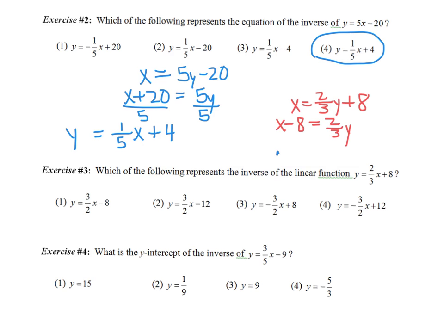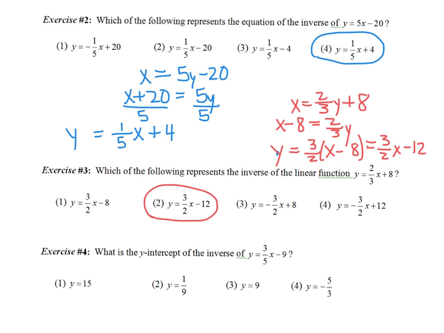So I have now subtracted 8 from both sides. But then to get the y by itself, we're going to have to multiply both sides by 3/2. So I'm going to say 3/2 multiplied by x minus 8. Now I can distribute that 3/2, so I'm getting 3/2 x. 3/2 times a negative 8 is giving me negative 12. So my answer this time should be y equals 3/2 x minus 12.